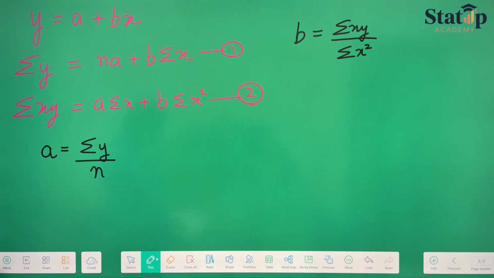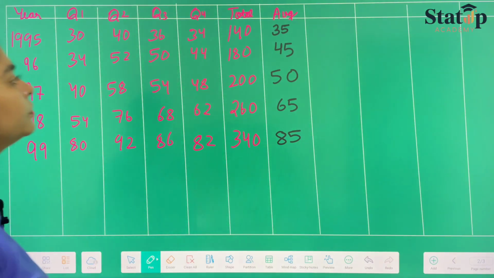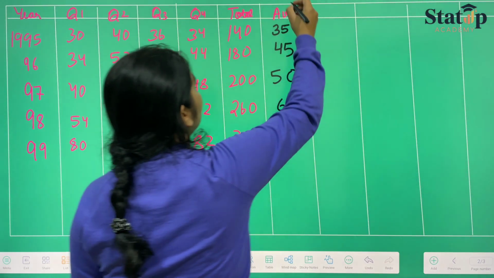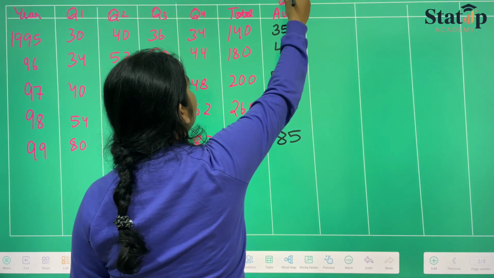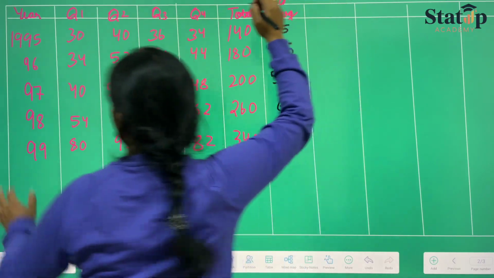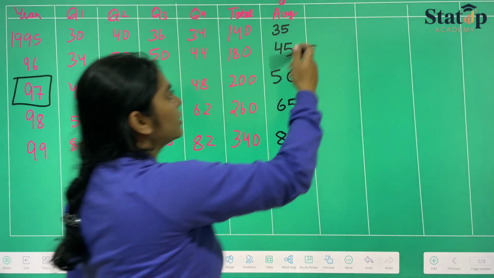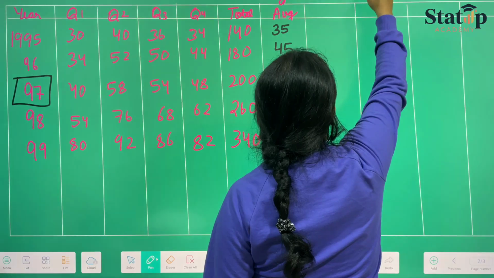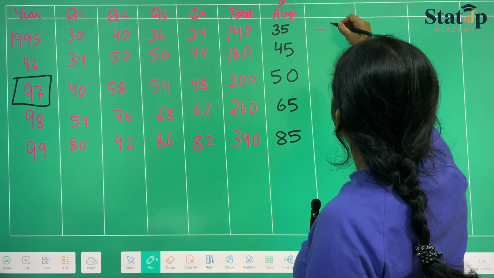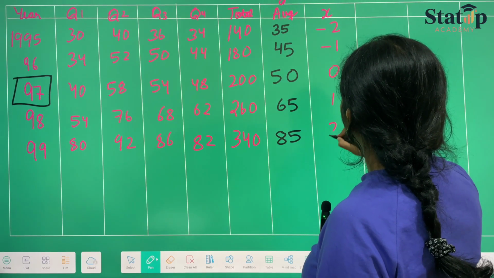So for this we have to calculate the values of x and y. These are the values of y, the average. And x is nothing but t minus the centered year. The centered year here is 1997. So 1995 minus 1997 would be minus 2. So x is minus 2, minus 1, 0, 1, 2.